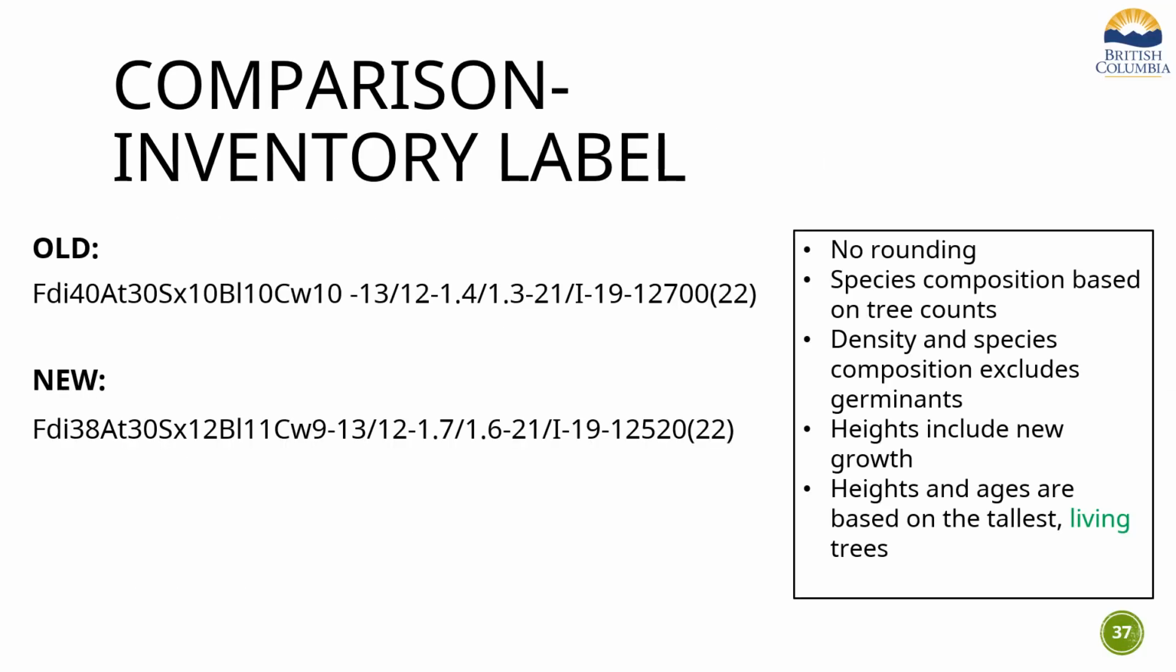Okay, so how have all of these different changes affected the inventory label? Well, you'll notice that our new label has no rounding for the species composition. Also, the species composition might be slightly different because it's now based on tree counts by species at each plot, and it excludes germinates. Also, if the survey was completed during the active growing season, your heights might be slightly different too, because they now include in-season partial growth. Also, the heights and ages will be based on the tallest living trees in the plot versus the DOM, CODOM. Finally, the inventory density might be slightly less because it will exclude germinates.